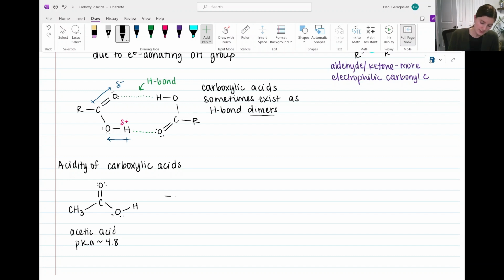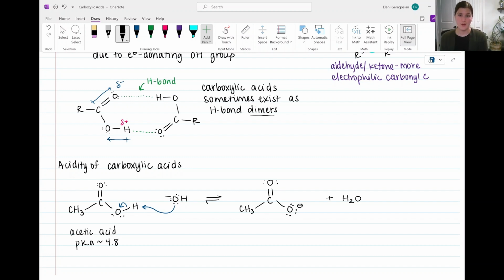So if we had a base present, like hydroxide, and it removes the acidic proton from a carboxylic acid molecule, in this case acetic acid, we can show what this conjugate base looks like. This helps us understand why the pKa is relatively low. So oxygen gained a pair of electrons from its bond to hydrogen, and we have H2O as a byproduct, or as a conjugate acid.